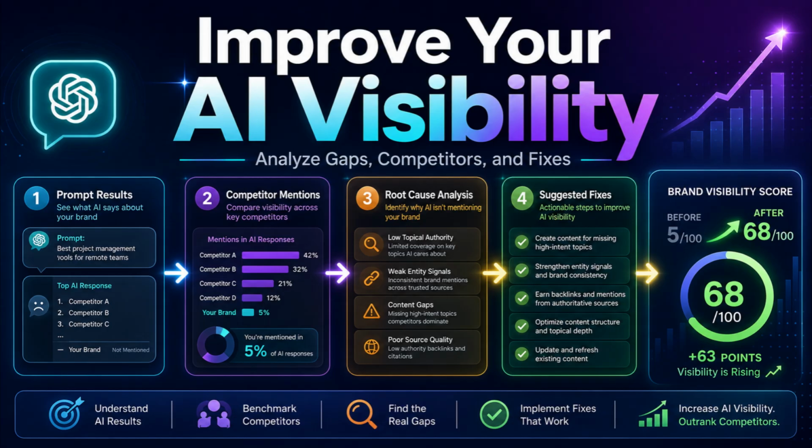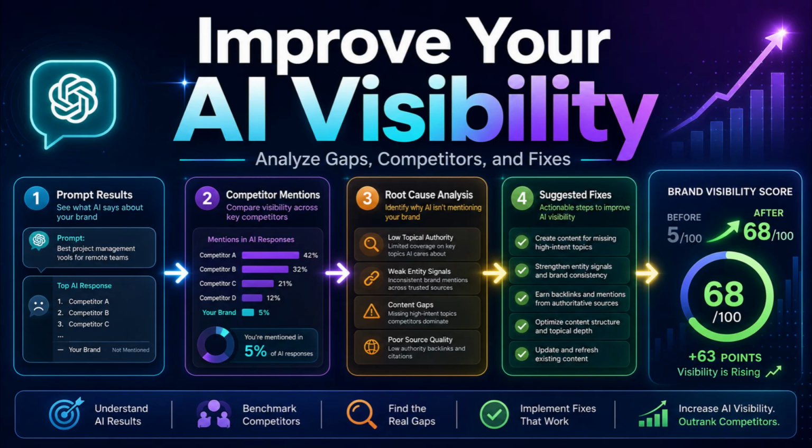There are usually a few common scenarios. Scenario 1. Your brand is almost never mentioned. This is common for newer startups. If this happens, do not panic. It does not necessarily mean your product is bad. It may simply mean the model does not strongly associate your brand with the category yet.